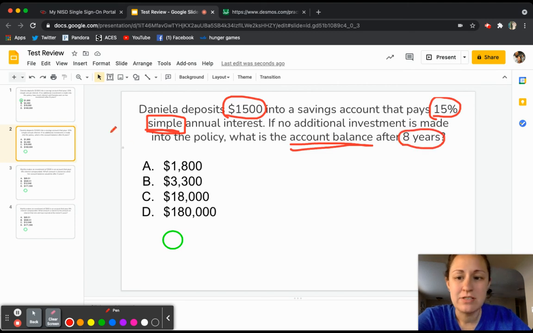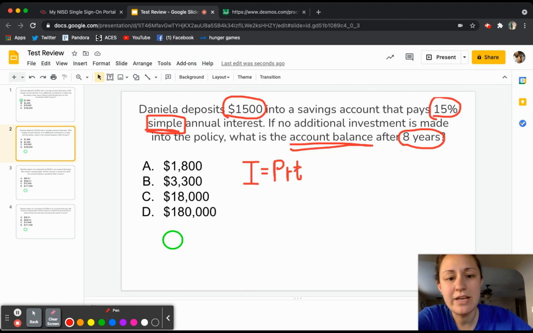So if you think back to our first slide, it was asking for the investment or for how much interest that we made. Now we want to know the entire account balance. So we're still going to use our same formula. We're going to use our I is equal to PRT.